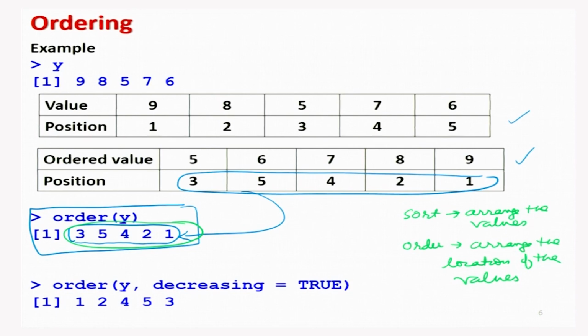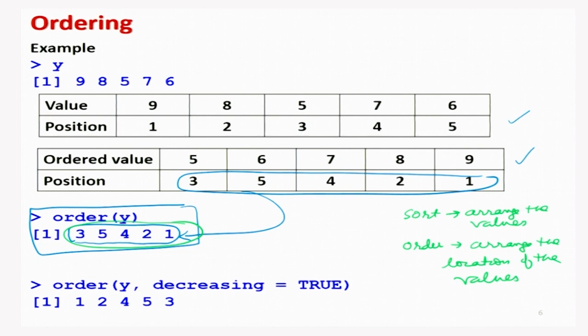you are not only sorting the values, but you are also trying to sort their corresponding positions, in the sense that whenever the value is sorted, along with the value, its position is also carried over. So after the sorting, the sort command will give you the values, and the order command will represent the locations of the values in the ordered data vector. So that is what is happening.